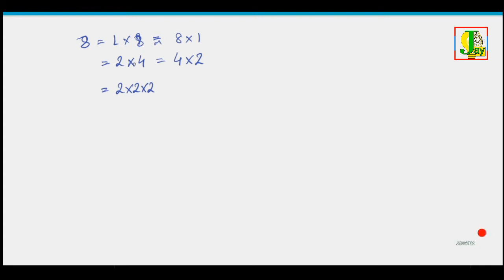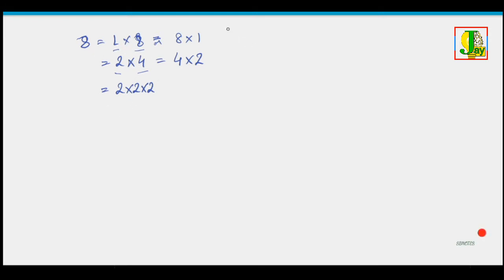So that's it. Even if you write 2 into 2 into 2 again, it means the same. If I ask you only the factors, then 1 is a factor, 2 is a factor, 4 is a factor, 8 is a factor. But when you write like this, 1 into 8, this is called the factorization of 8. 2 into 4 is another factorization of 8.